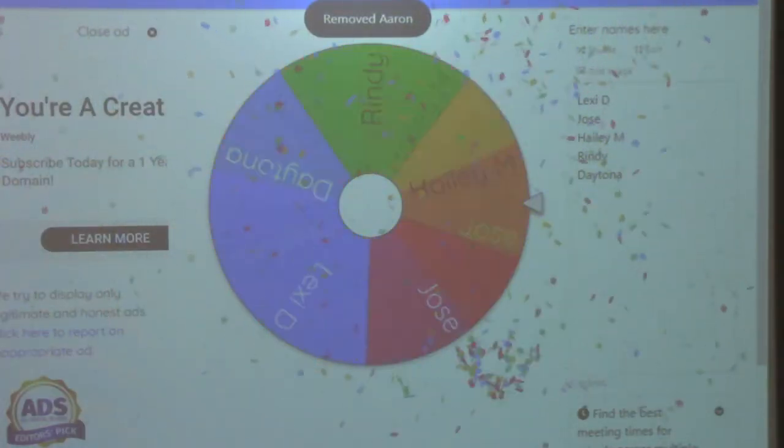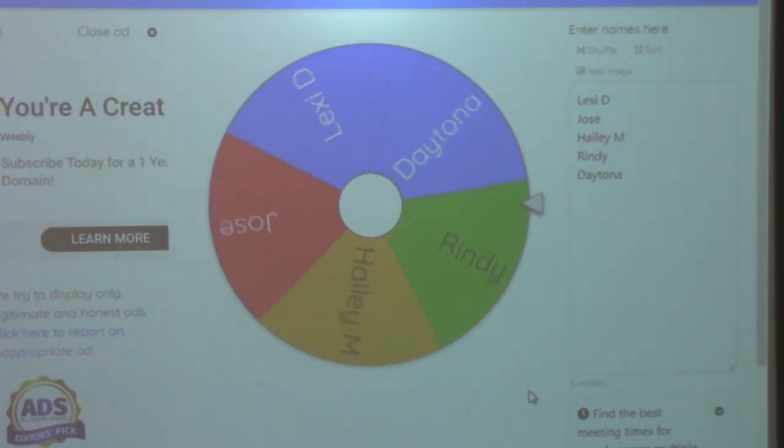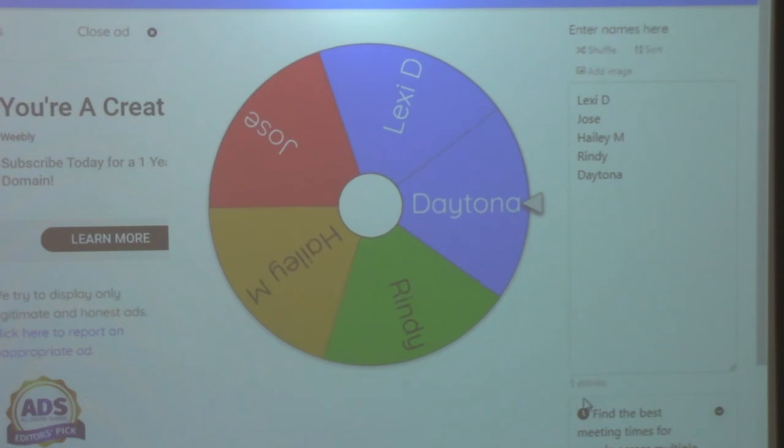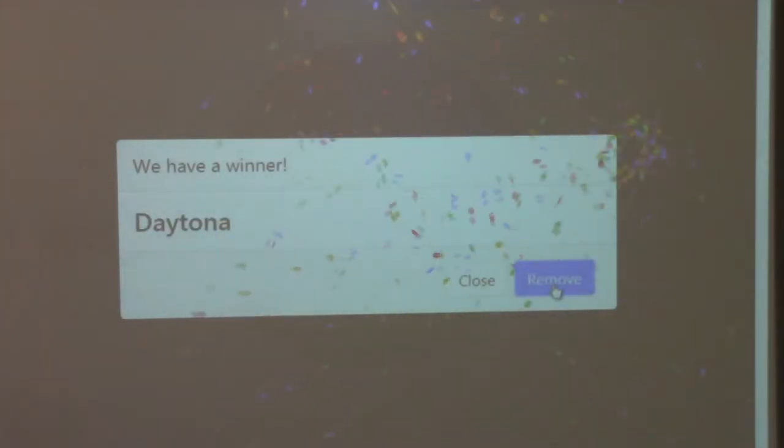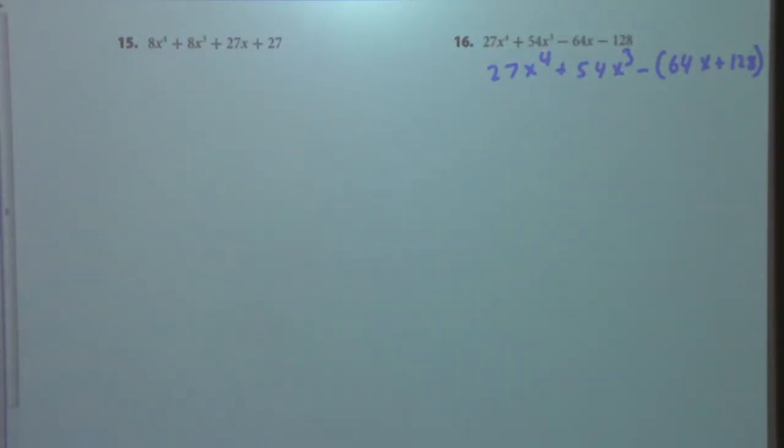Alright guys, so I'm guessing that it's going to be Lexie. Daytona. It's gonna be Daytona, okay. First try. All right, Daytona, you're back in the business. All right, go ahead.